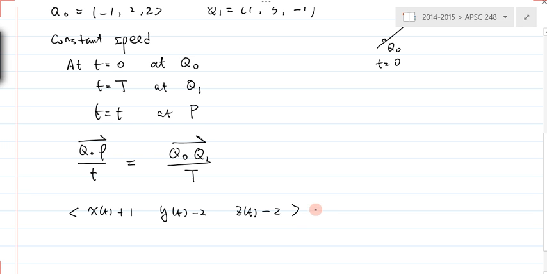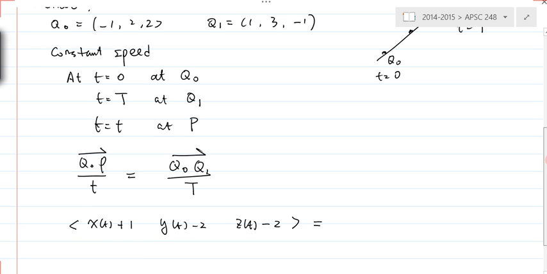Okay. So I am going to multiply the small t to the other side here. Multiply the small t to the other side. Q naught Q1: use the coordinates of Q1, subtract the coordinates of Q naught. So what do we get? 1 minus that, 2. 3 minus 2, 1. -1 minus 2. Okay, is this right? Yeah. And then divided by capital T, times small t. Okay, times small t.